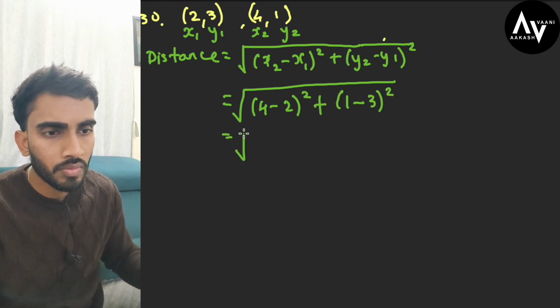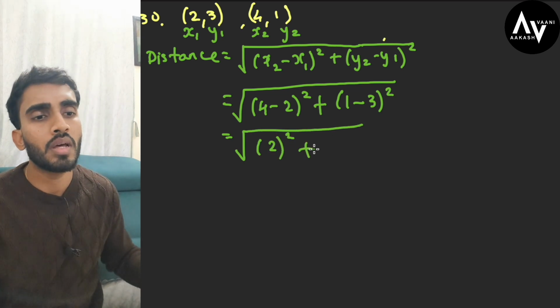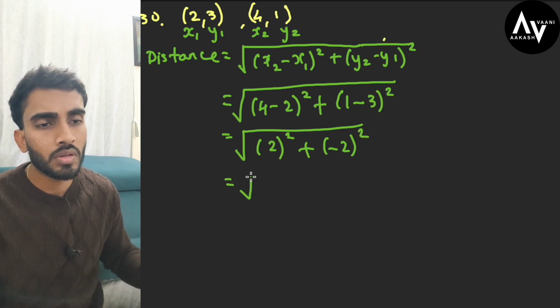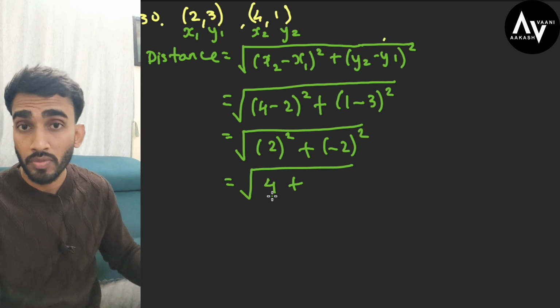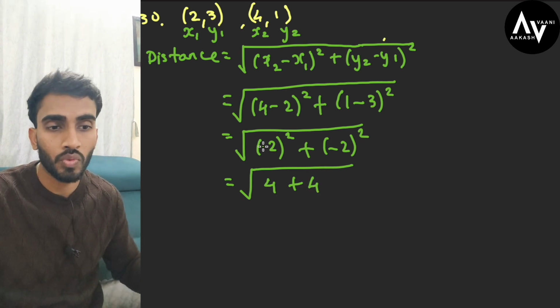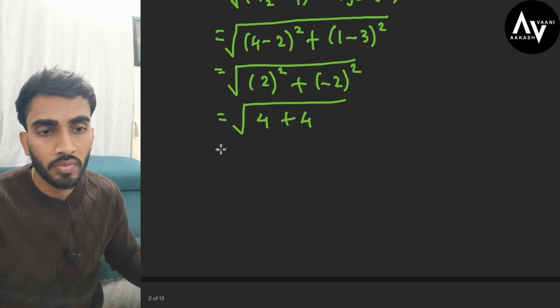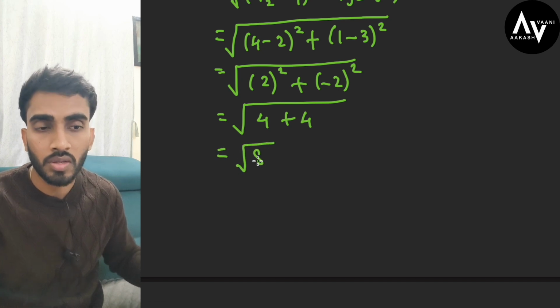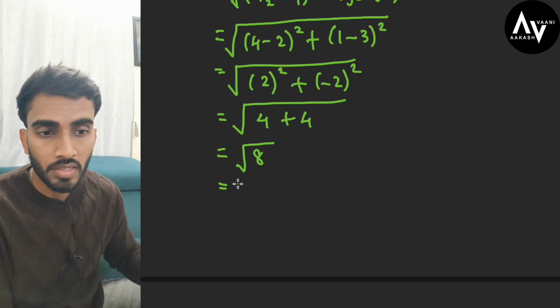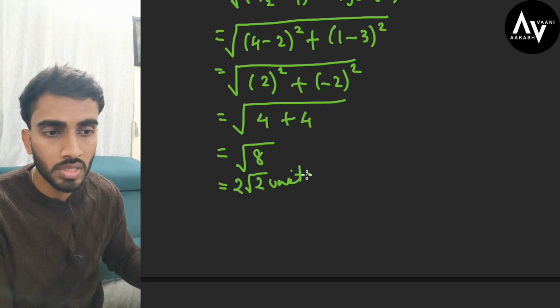We know that 4 minus 2 gives us 2, the whole square, plus minus 2 the whole square. 2 square is 4, and minus 2 square, the square of a negative number also becomes positive, so minus 2 square is also 4. The addition of 4 and 4 gives us root 8, and when we take out the square root of 8 we will get 2 root 2 units. So the distance is 2 root 2 units.